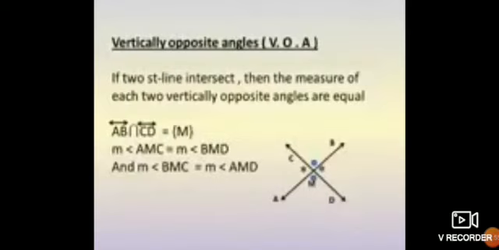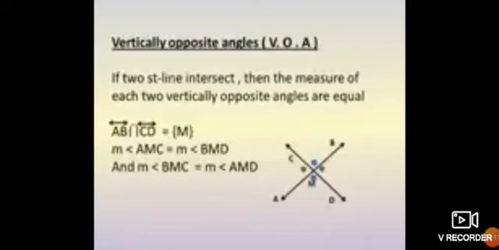Vertically opposite angles, VOA. What is the meaning of VOA? If two straight lines intersect each other, then the measures of each two vertically opposite angles are equal. They are like scissors. When you open scissors, you make four angles.